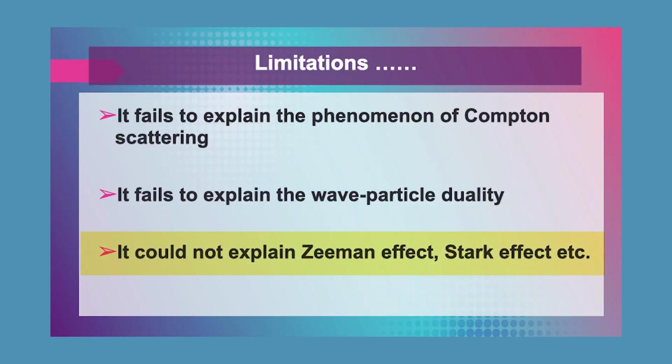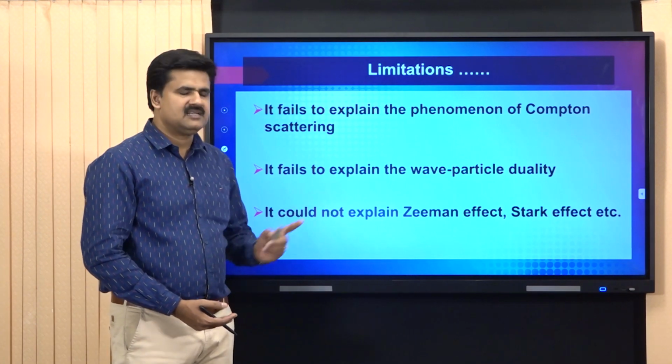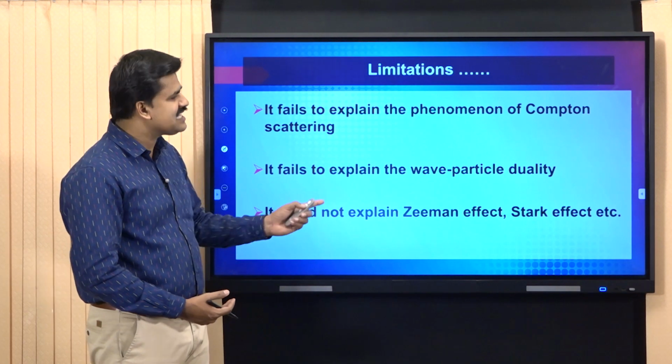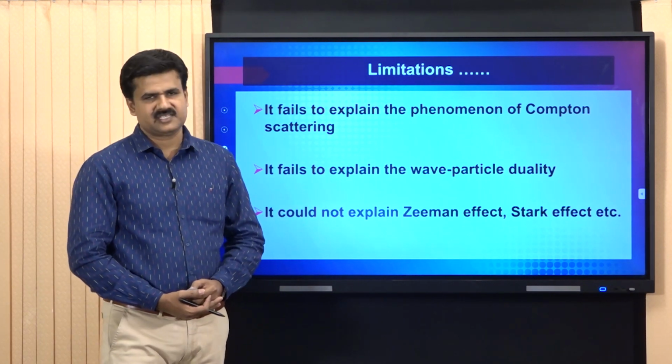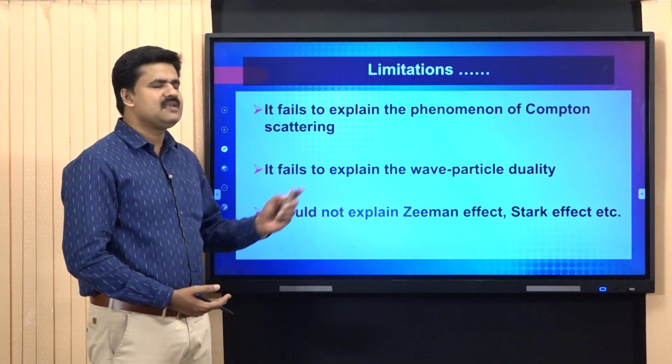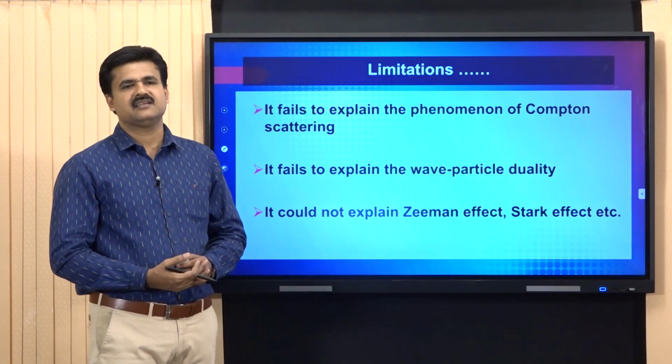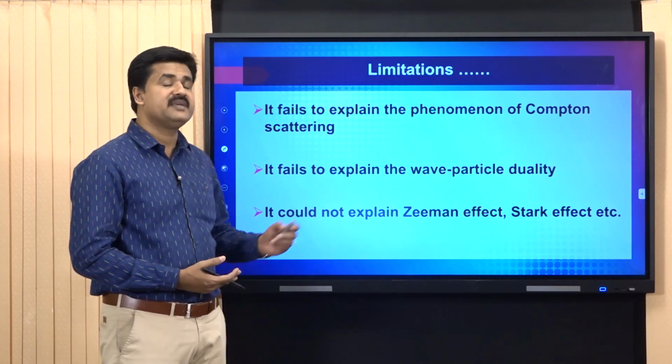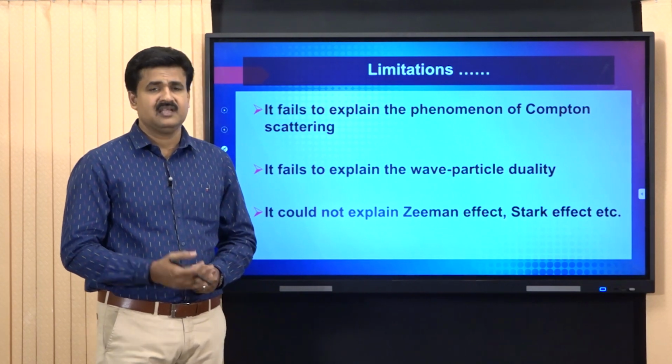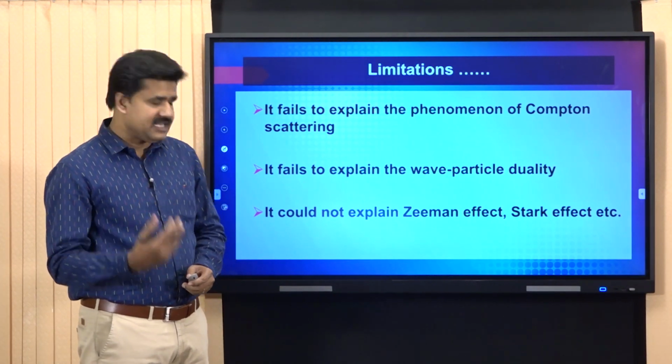The last limitation of classical mechanics is the explanation of the Zeeman effect and Stark effect. That is, the Zeeman effect and Stark effect cannot be explained on the basis of classical mechanics. What is meant by the Zeeman effect?